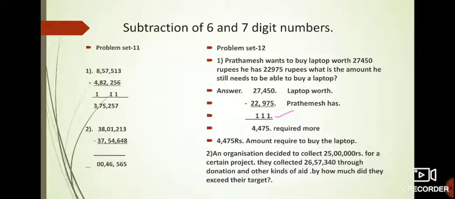An organization decided to collect 25 lakh rupees for a certain project, and they collected 26,57,340 rupees extra.